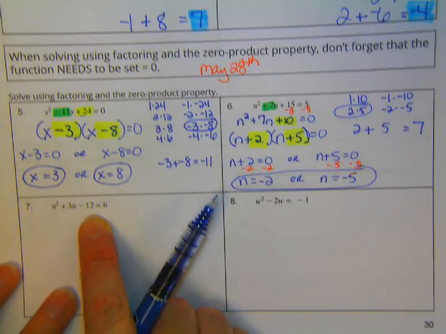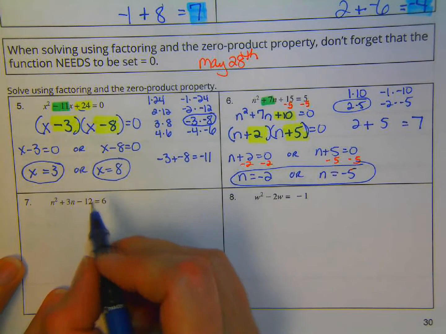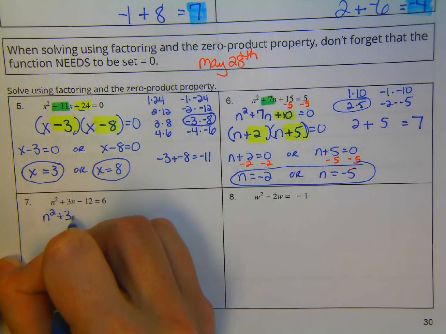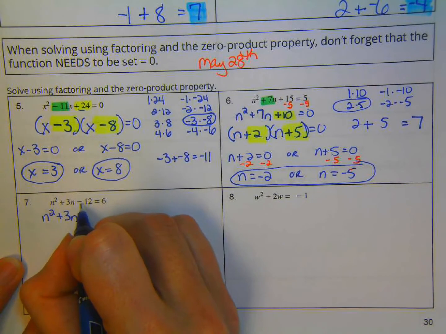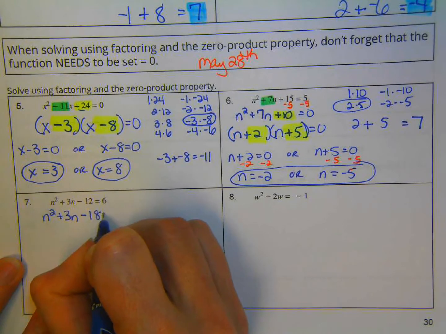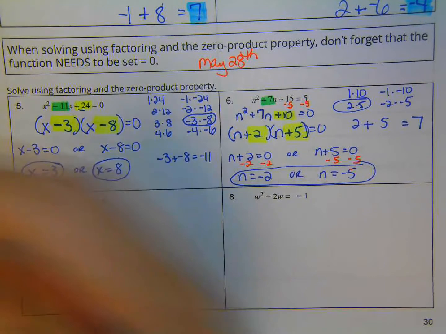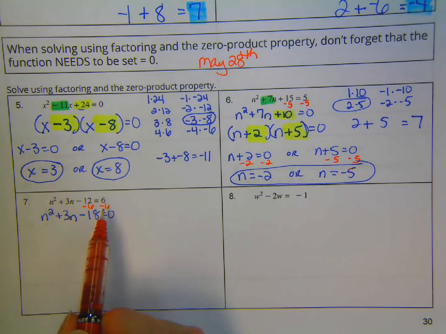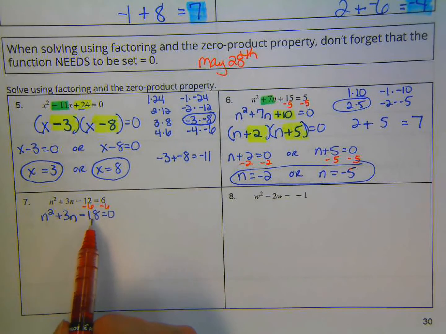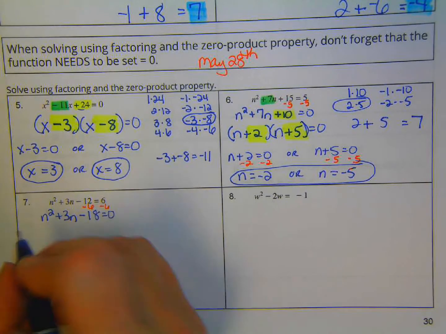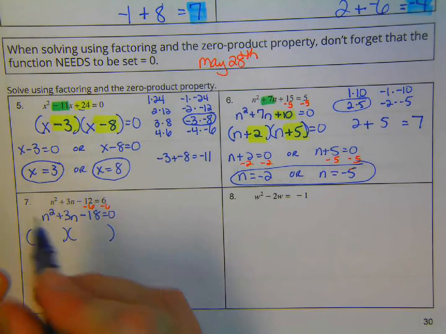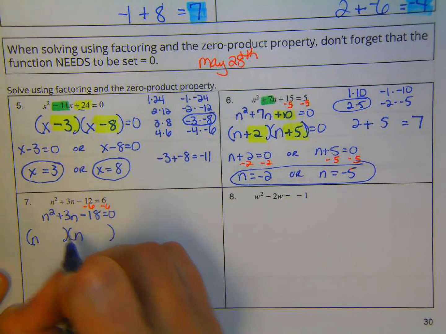This one right here, we need to get 0 on one side, so we're going to subtract 6. That leaves us with n squared plus 3n minus, let's see, negative 12 minus 6 is negative 18. You're going to be careful with that. Slow down when you're doing your few examples on the next page. Negative 12 minus 6 is negative 18. So now we need to factor this now that we have it set equal to 0, and we know that n times n gives us n squared.